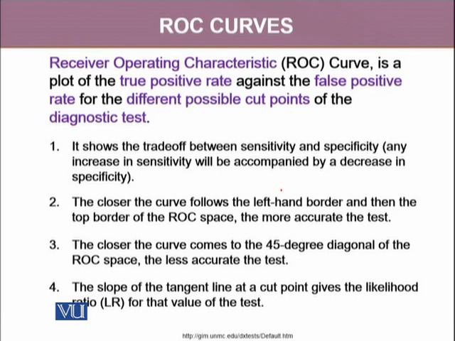So it shows a trade-off between sensitivity and specificity. An increase in sensitivity will be accompanied by a decrease in specificity. The closer the curve follows the left-hand border and then the top border of the ROC space, the more accurate the test will be. The slope of the tangent line at a cut point gives the likelihood ratio for the value of the test.